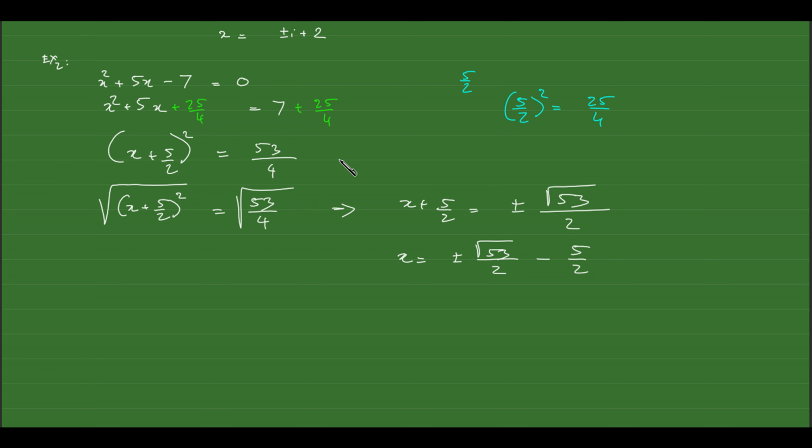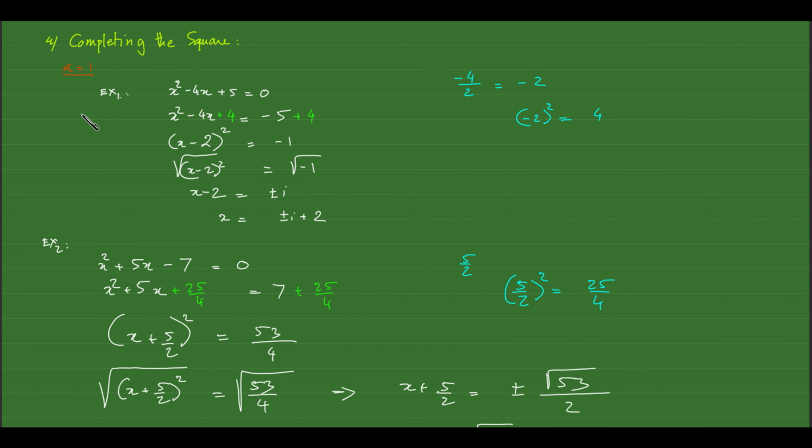So that is the first 2 examples here for the case when a equals 1. What if a is not equal to 1? Then you've got to do an extra step.